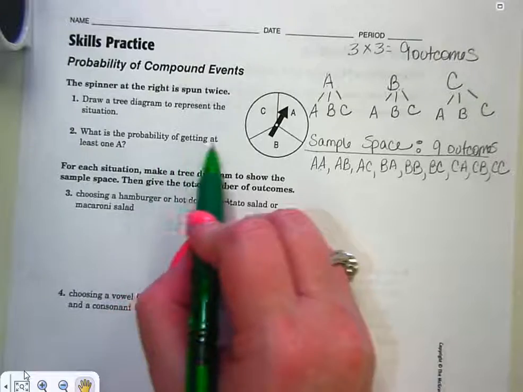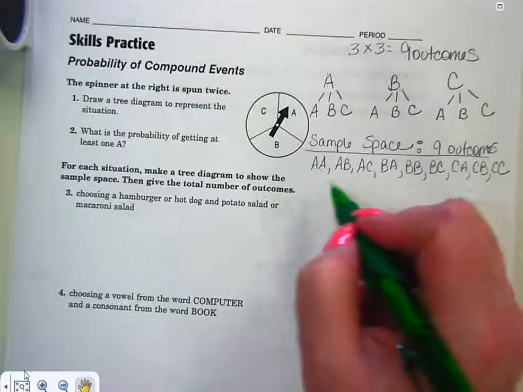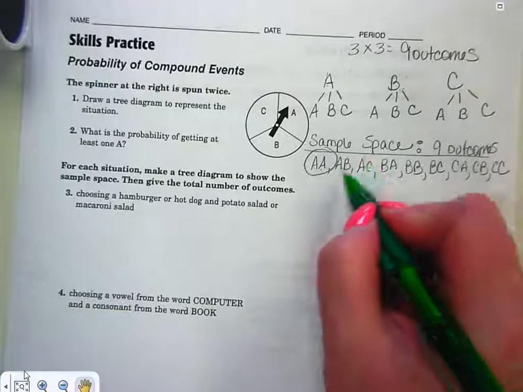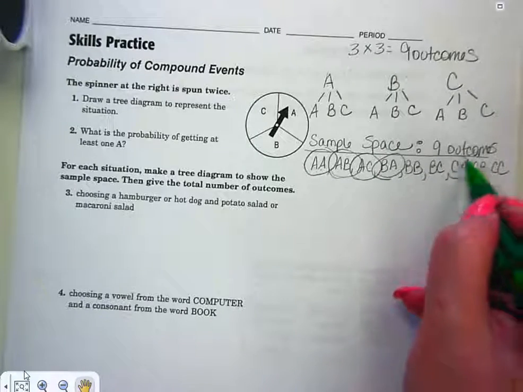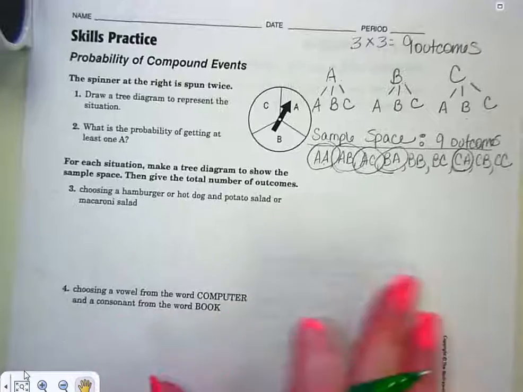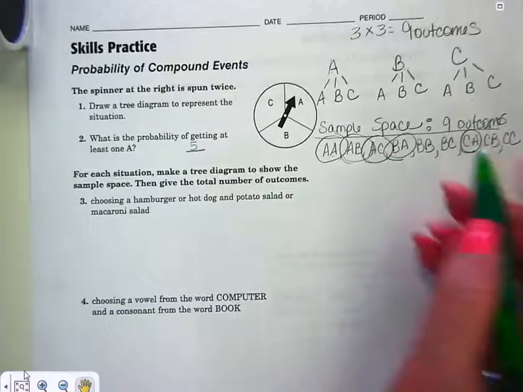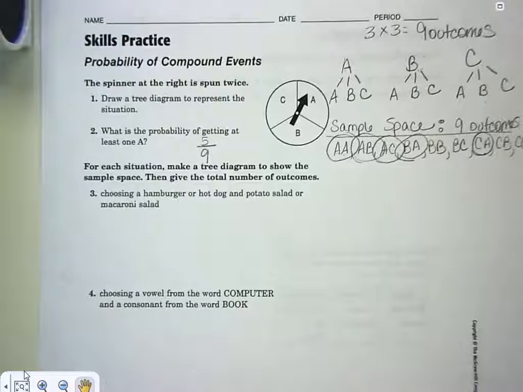What is the probability of getting at least one A? So let's look at our sample space. How many of these have at least one A in it? 1, 2, 3, 4, 5. So the probability is 5 out of how many different outcomes were there? 9. 5/9 is the probability of getting at least one A. Any questions about any of those? All right, let's look at the next section.